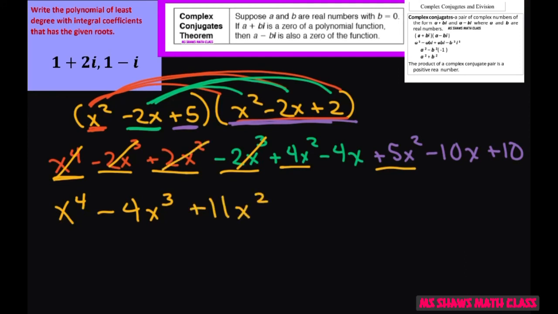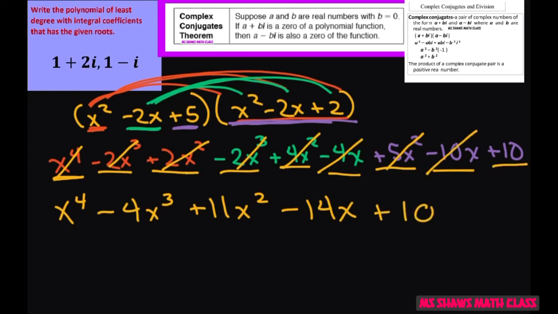So I took care of the x squares. Now we have negative 4x minus 10x, which is negative 14x. That took care of those. And we still have our constant, plus 10. And that is your polynomial.